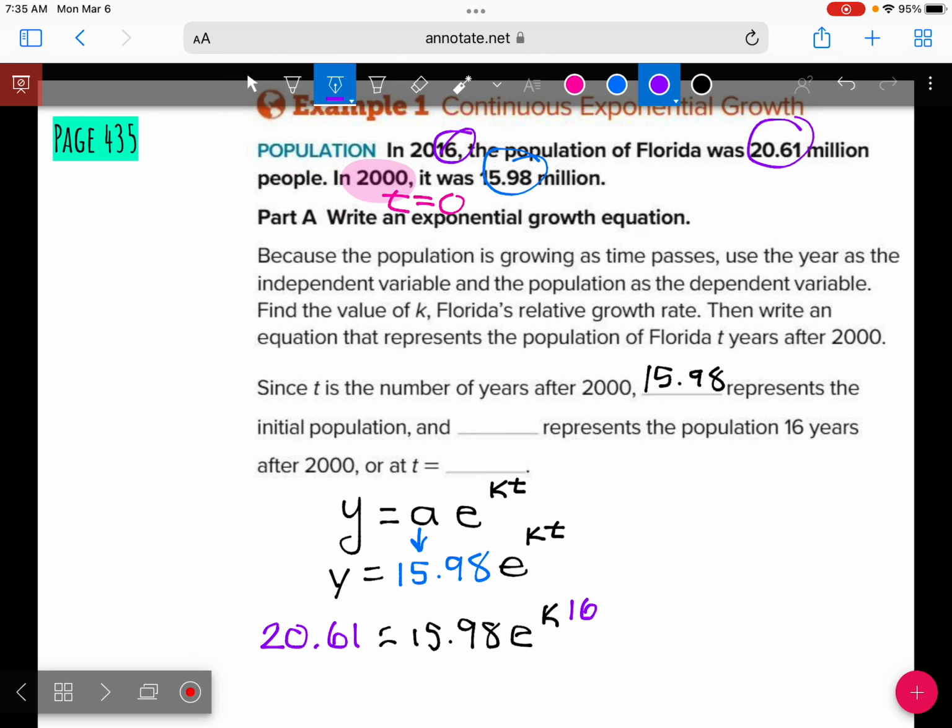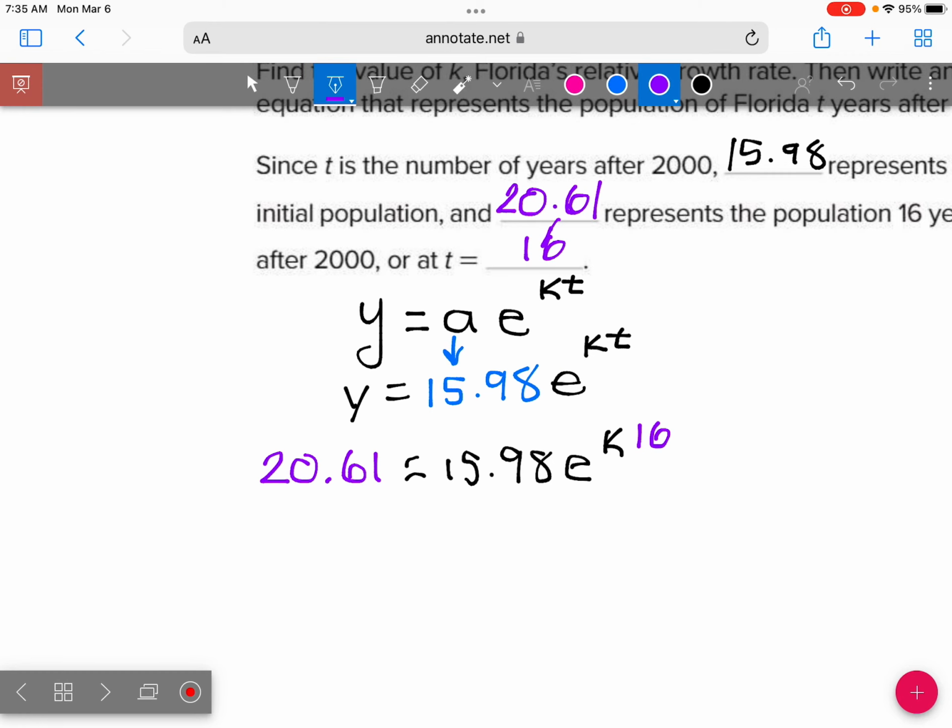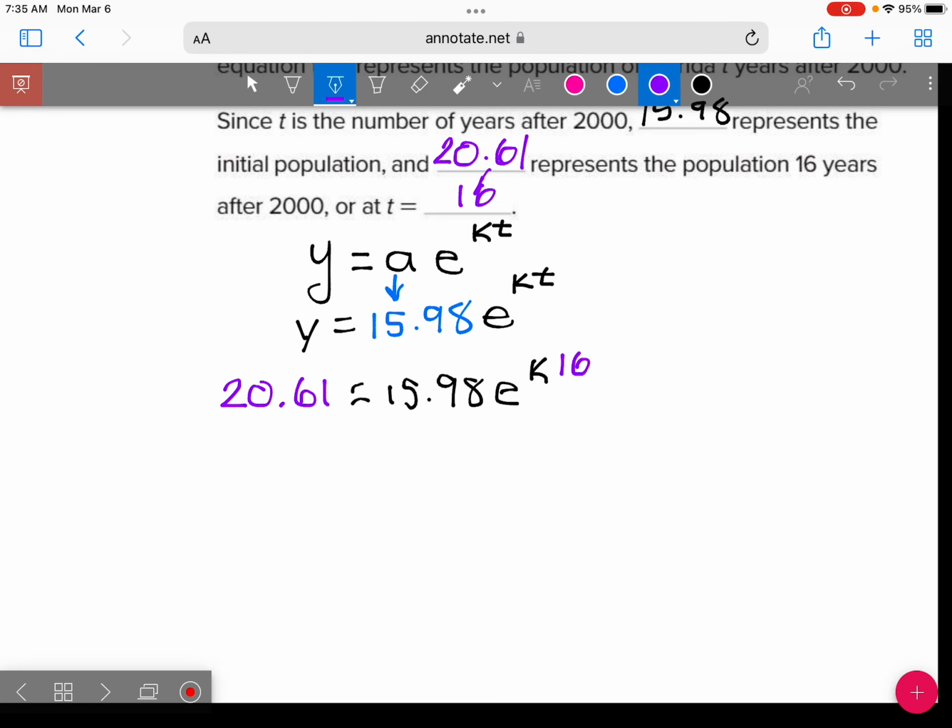And that's what this graph is. 20.61, t is 16. It's like a point of data. Like if we were trying to find a slope and I plugged in another point. We're plugging in values, substituting them in. I'll zoom this up a little higher so you can see more. Because the next thing we're asked is what is the growth rate? We're going to try and find k. We're finding k.